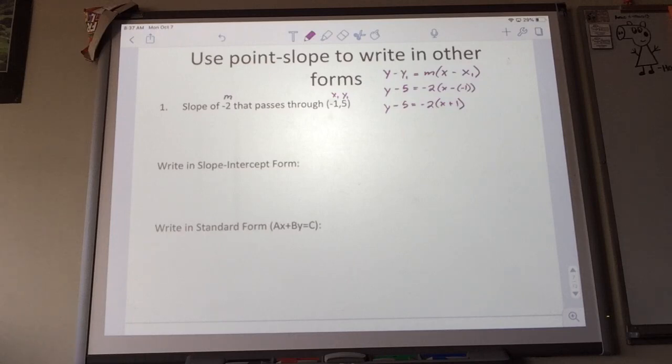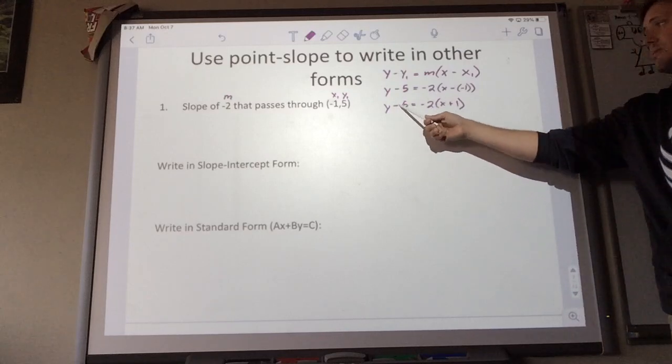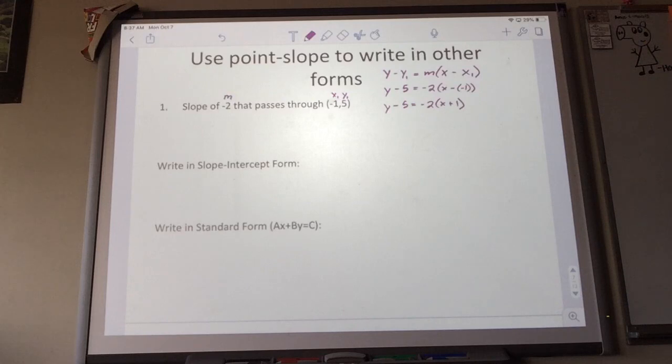So what we would need to do is get rid of this minus 5. But before we do that, let's distribute so we have something to combine that minus 5 with. So if I distribute the negative 2, that is y minus 5 equals negative 2x minus 2. Now I can add that 5 to both sides. So that cancels out, and y equals negative 2x plus 3. There is my slope-intercept form. So there's my first answer.